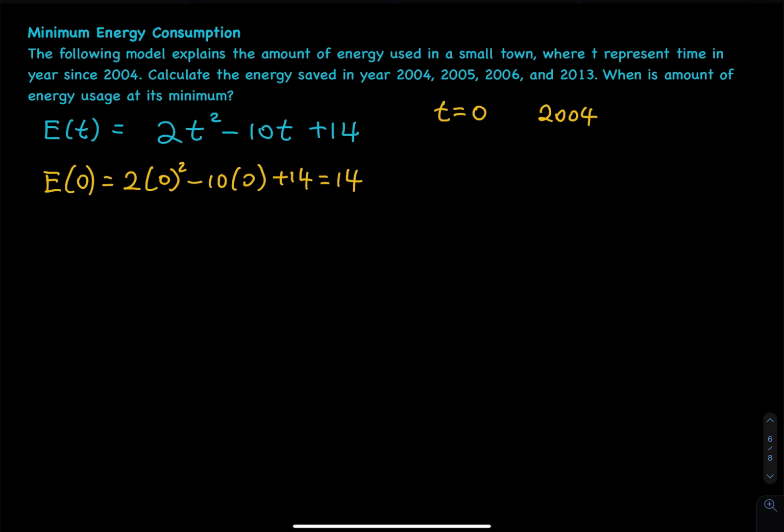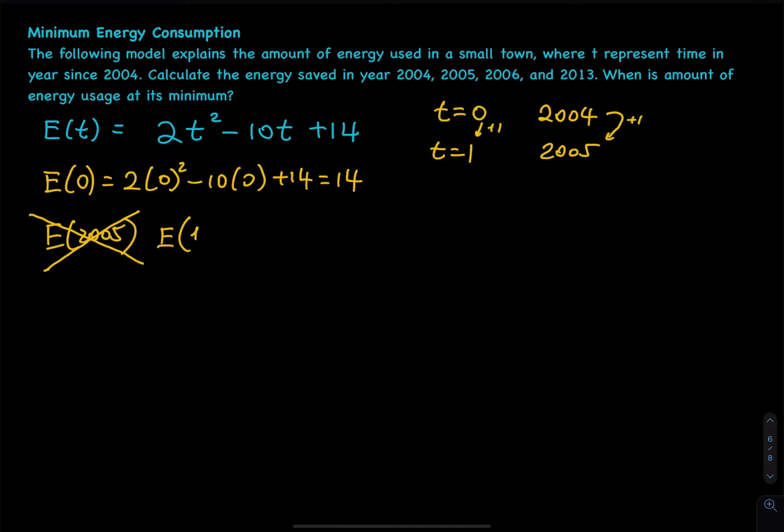All right, what about 2005? That is a year later, right? So that means t equals 1. From 2004 to 2005, you add 1, from 0 to 1. So for 2005, you do not plug in 2005. You say t equals 1. So that is E of 1, which equals 2 times 1 squared minus 10 times 1 plus 14. That equals 6. So in 2005, the energy consumption is 6.